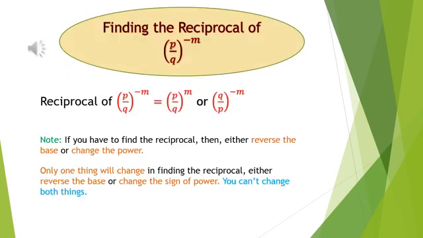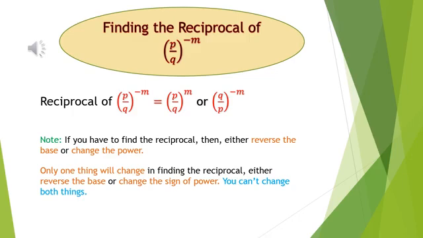Now, another concept is to find the reciprocal of p by q whole power minus m. How will you find it? There are two ways. The first way is to change the base and keep the power as it is. It means p by q will be converted into q by p, reverse the base, and the power minus m will stay as it is. So the reciprocal of p by q whole power minus m will be q by p whole power minus m.